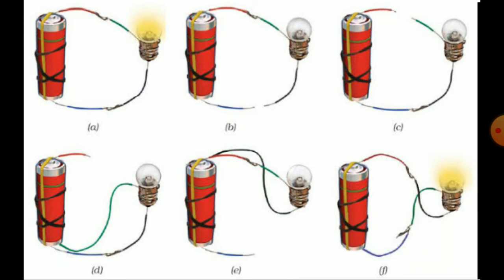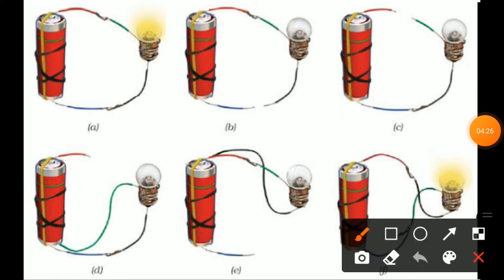Next, in arrangement F, the bulb will glow because the wires are properly connected with the two terminals of the cell and with the two terminals of the bulb. So that's why the circuit is complete and the bulb will glow.